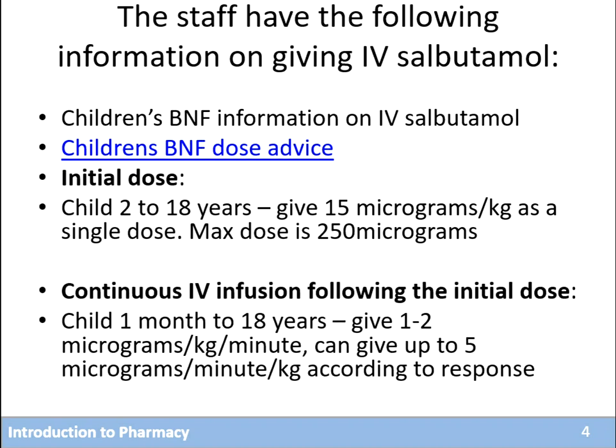Following that, we'd set up a continuous intravenous infusion. So this is drug constantly going into the body at a constant rate. And from that children's BNF, we have child from 1 month to 18 years. Again, that would include our 4-year-old. You give 1 to 2 micrograms per kilogram per minute. And the maximum you can give is up to 5 micrograms per minute per kilogram, depending on response. So we can vary the dose slightly depending on how well the patient is doing.